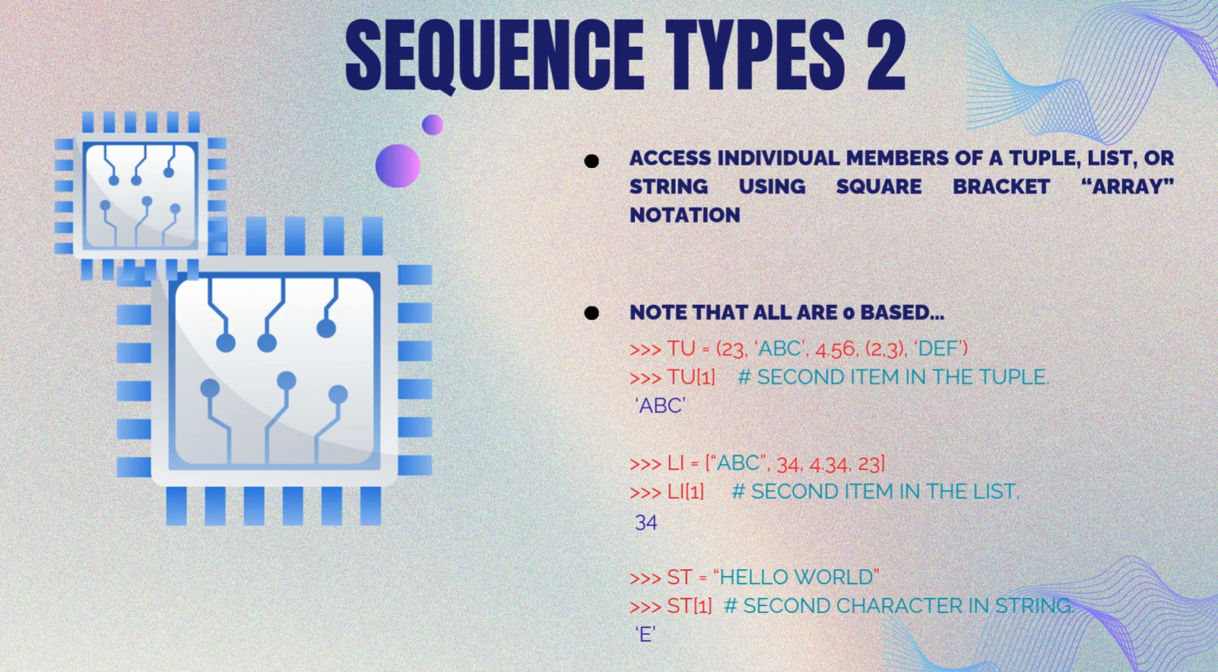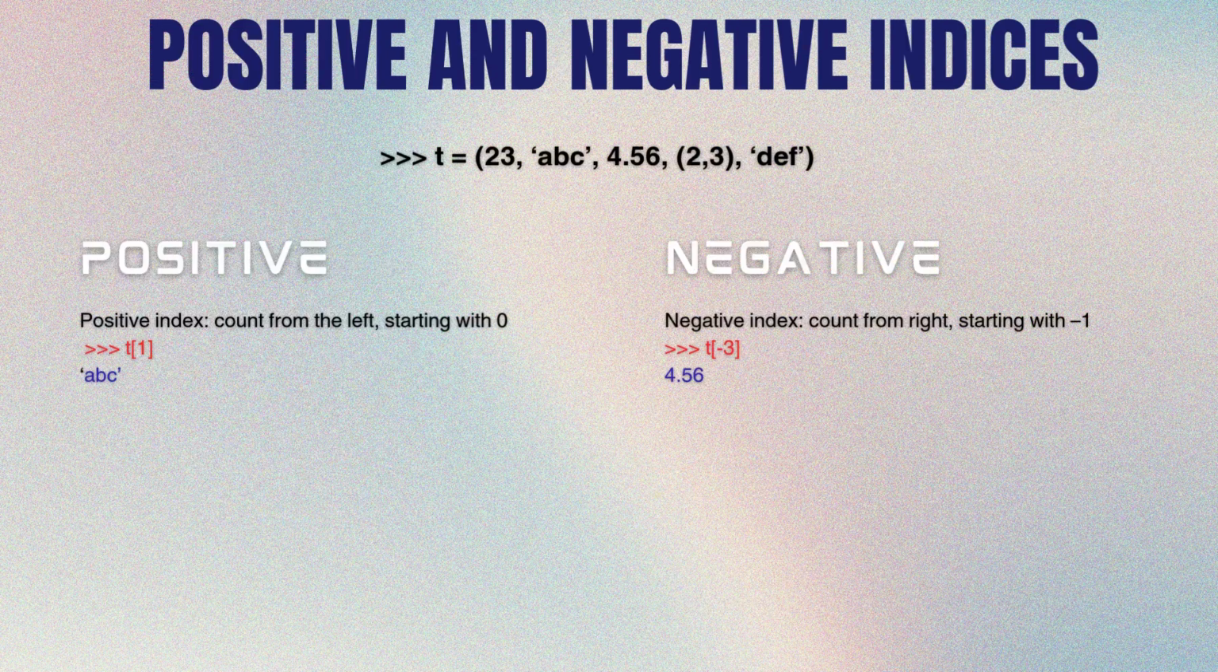Items in tuples, lists, and strings can be accessed using square bracket notation. Remember, Python sequences are zero indexed. For instance, t[1] will return the second item of a tuple. Similarly, for lists and strings, the indexing works the same way. Python allows you to access elements from both the left and right using positive and negative indices. Counting from the left starts at 0, and counting from the right starts at -1. This allows flexible access to items within any sequence.